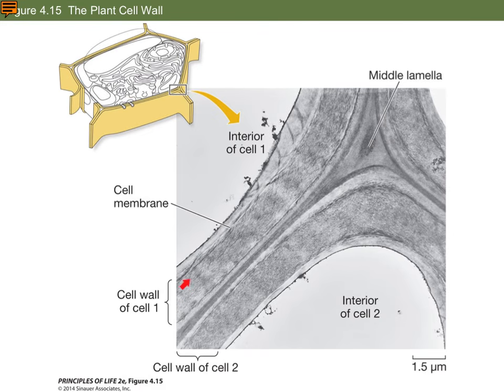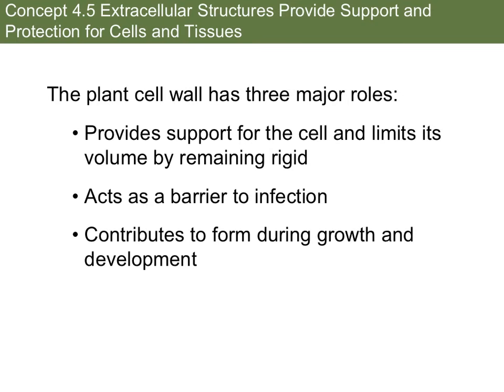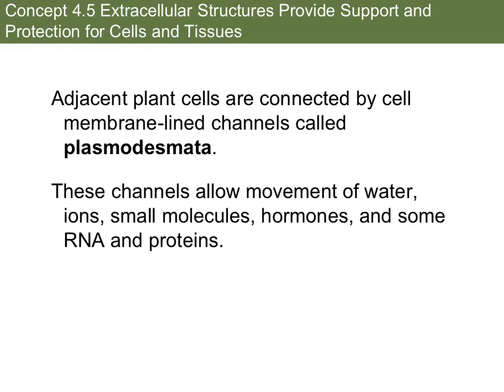Now keep in mind that a cell wall is also going to be found in bacteria, but instead of cellulose, it will be made of peptidoglycan. You also find cell walls in the fungi group, but instead of cellulose, they are made of chitin. The plant cell wall has three major roles: provide support for the cell and limit its volume by remaining rigid, act as a barrier against infection, and contribute to form during growth and development.